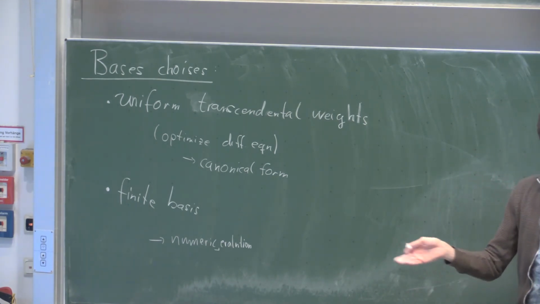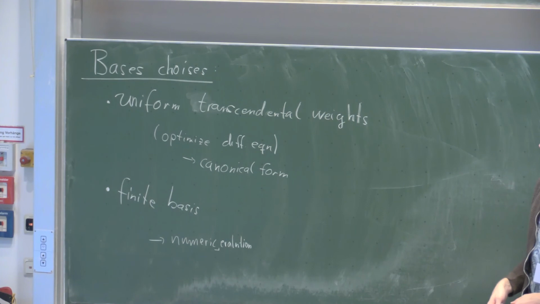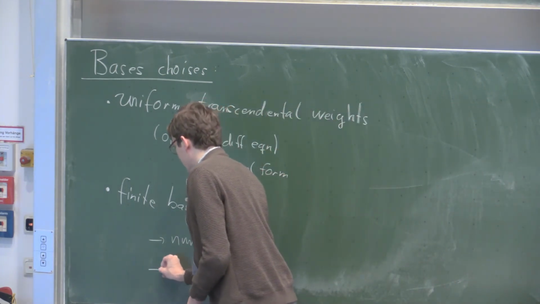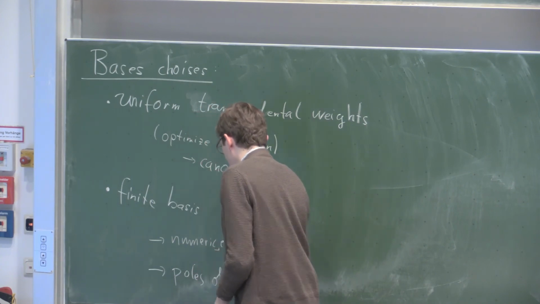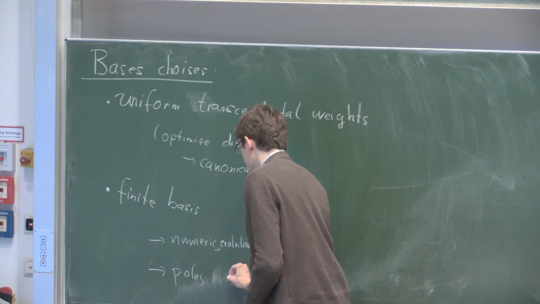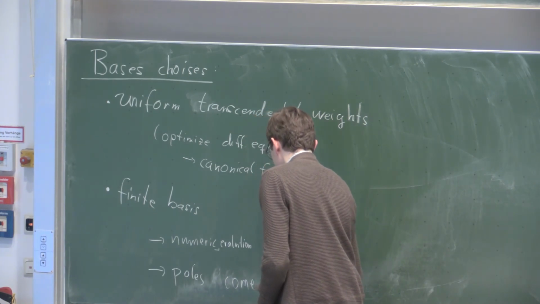Also, a finite basis shows you structure. If you expand your scattering amplitude in a finite basis, you can read off the order of the epsilon poles from the coefficients in this basis. And what you find is that the higher order poles tend to come from the simpler Feynman integrals. The poles come from simple integrals.